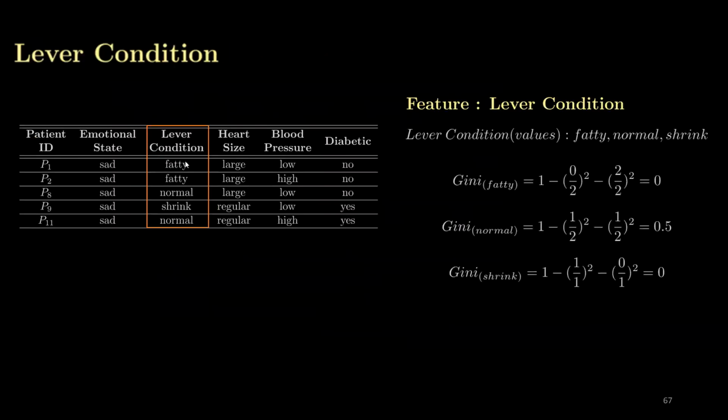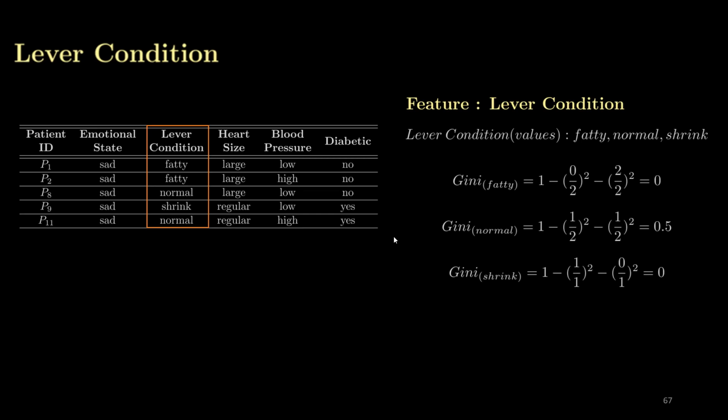So for liver condition, we have a total of 5 entries, and we can see that we have values fatty, normal, and shrink. Fatty appears 2 times, normal appears 2 times, and shrink appears 1 time. Fatty appears 2 times, all with the label no. Therefore, its Gini value is 0 because the classification has been done. Shrink appears only 1 time with label yes, so its Gini value is also 0. Normal appears 2 times, 1 with no and 1 with yes, so its Gini value is 0.5.